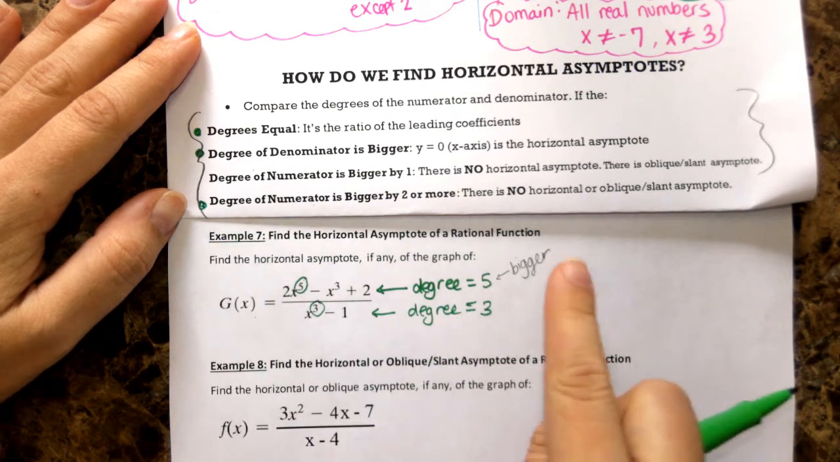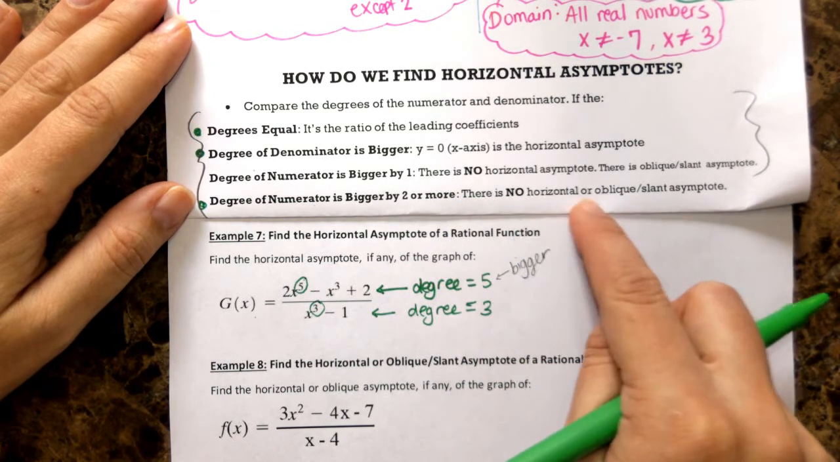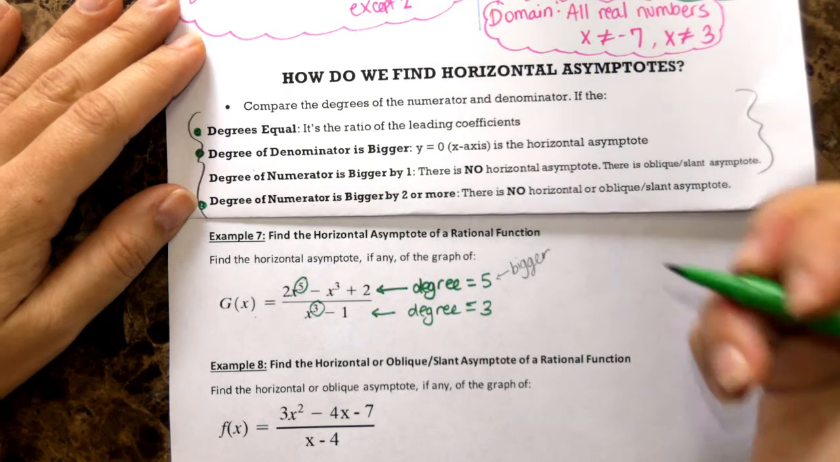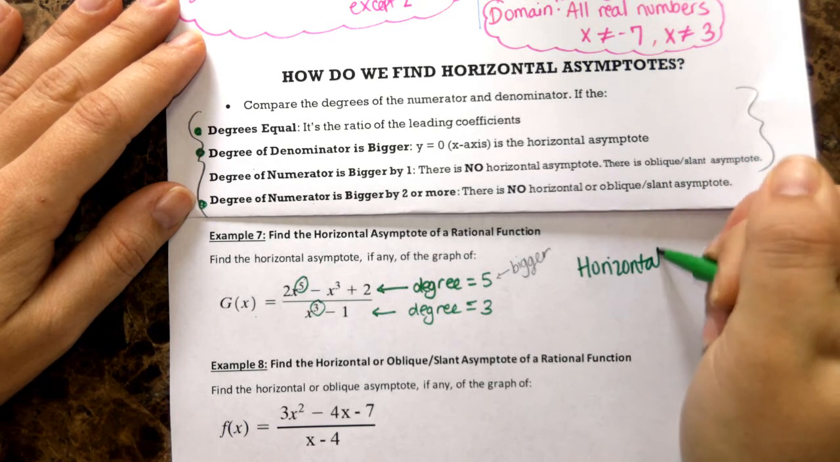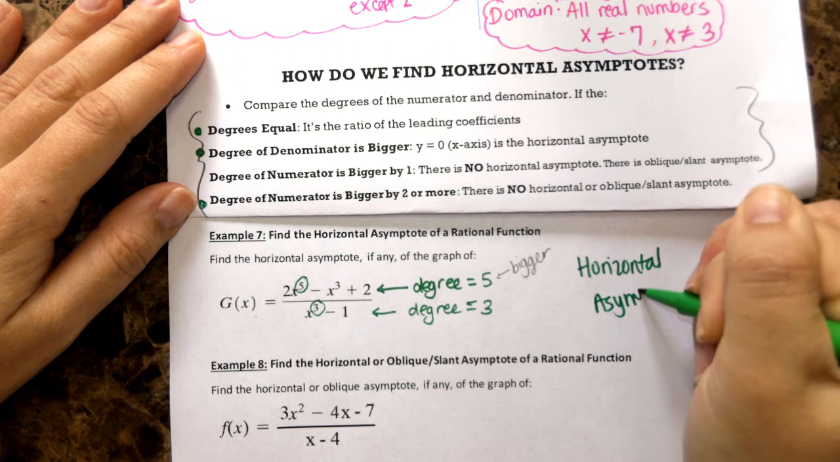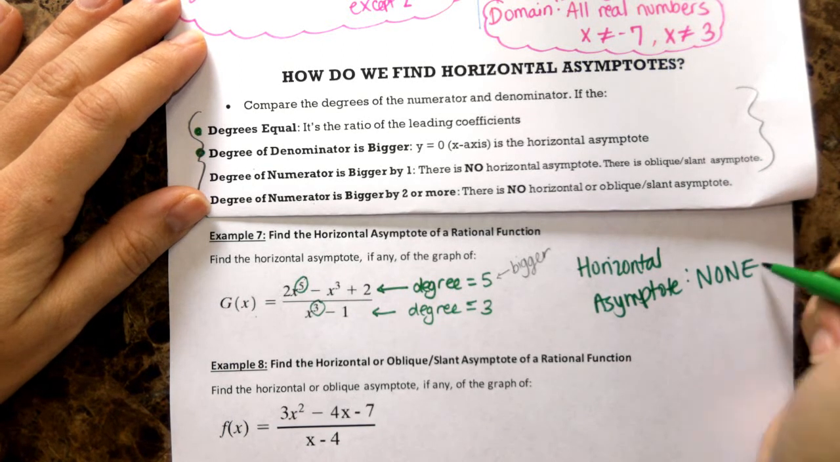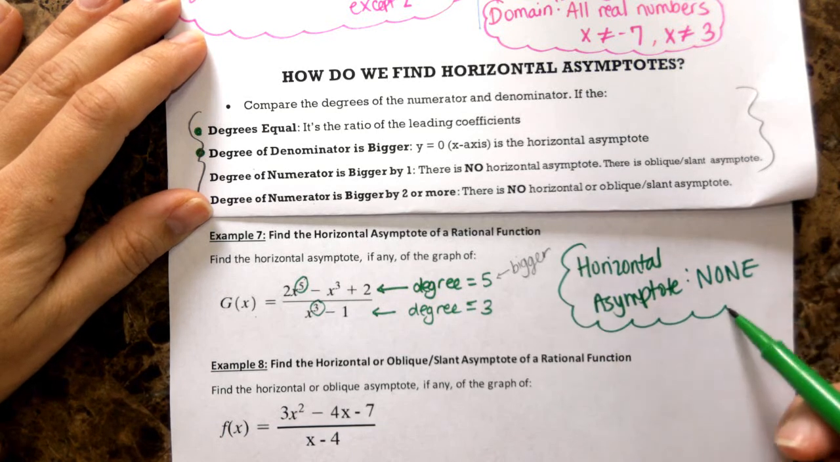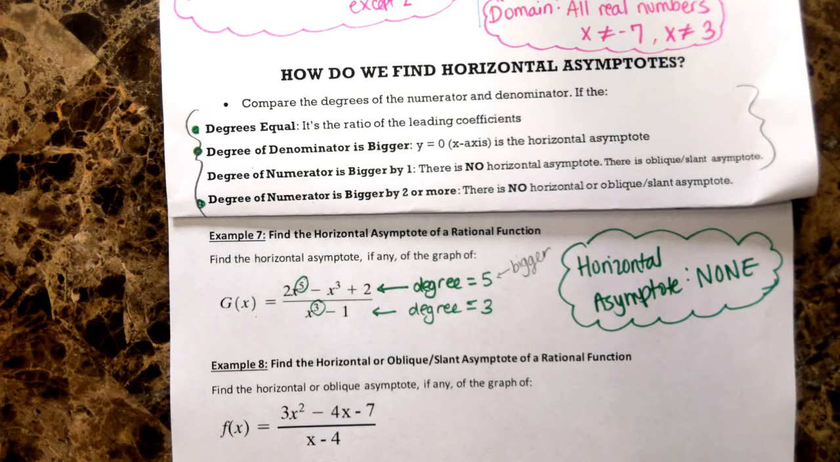So in our case, it says there is no horizontal or even oblique asymptote. So for horizontal asymptote, I would just put none. And that would be our answer. All right.